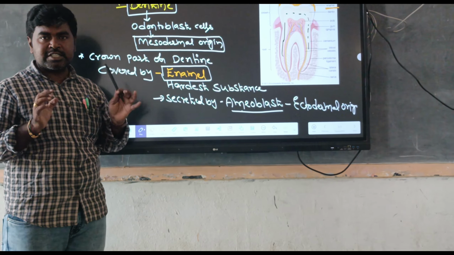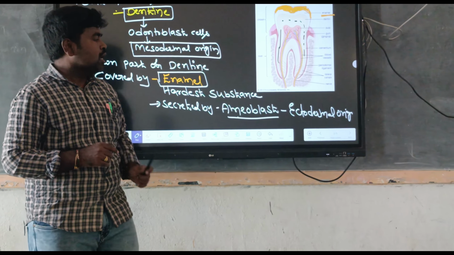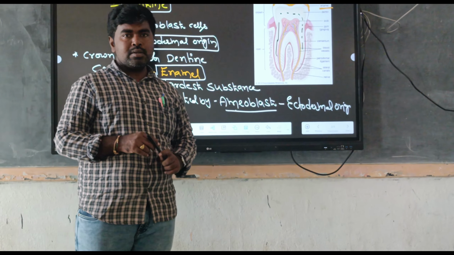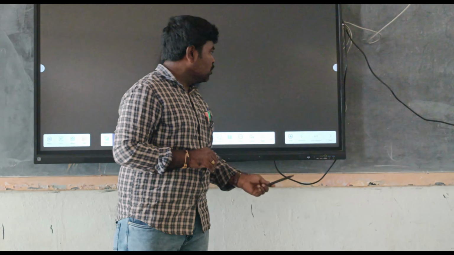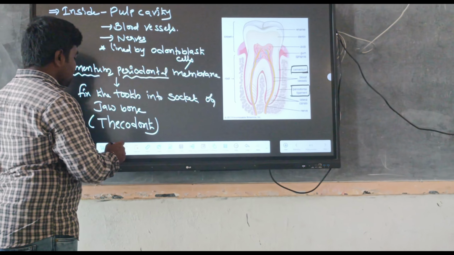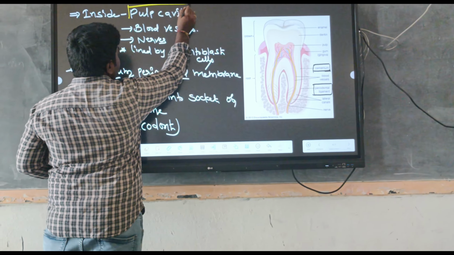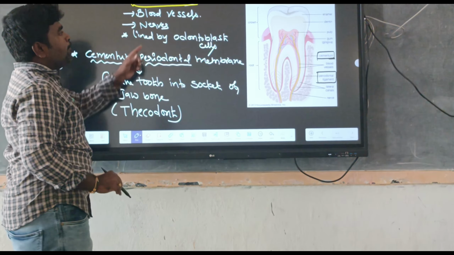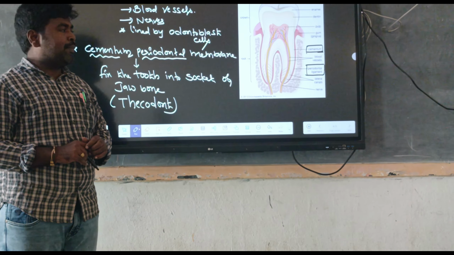It is the hardest substance in the body. It is secreted by the ameloblast cells, which are ectodermal in origin. Now inside of the tooth there is a small cavity present. The cavity is called a pulp cavity. What is the name of the cavity here? Pulp cavity. The pulp cavity possesses blood vessels and nerves, and is lined by the odontoblast cells.